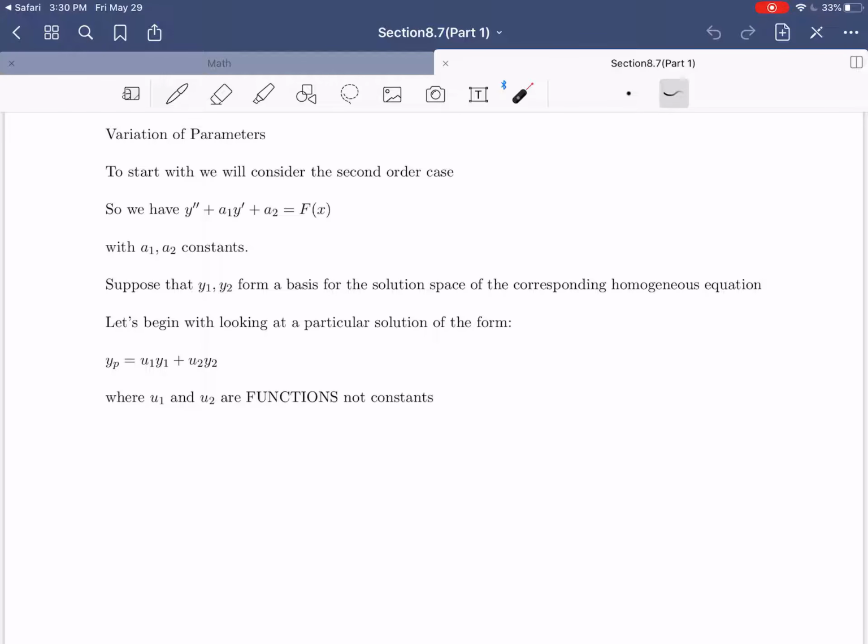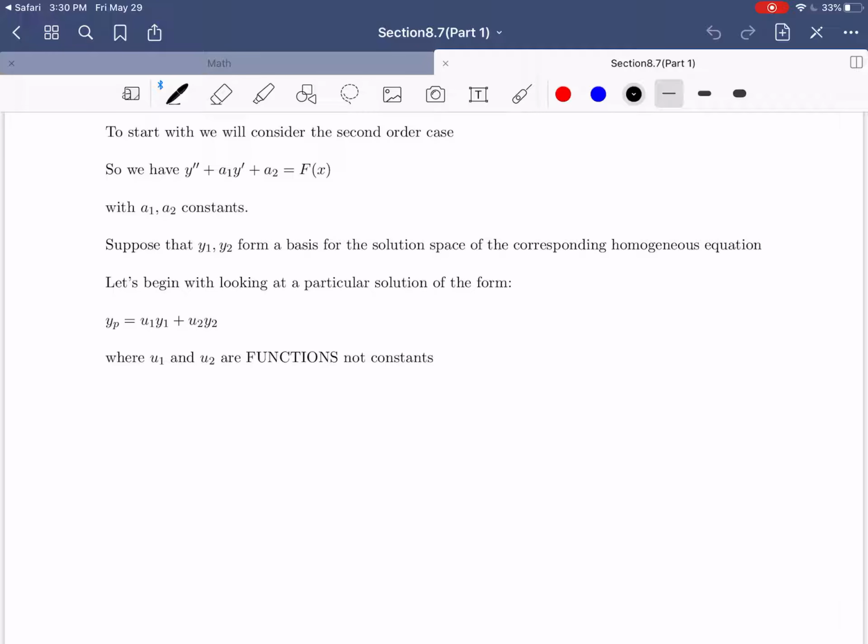Now, this is an idea. Let's think about how we would actually determine this u1 and this u2. Obviously, the y1 and y2 we would find by solving the corresponding homogeneous equation. So the real question is how to determine u1 and u2. Well, it's got to somehow relate to this equation.